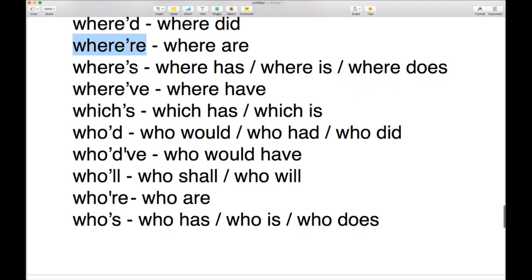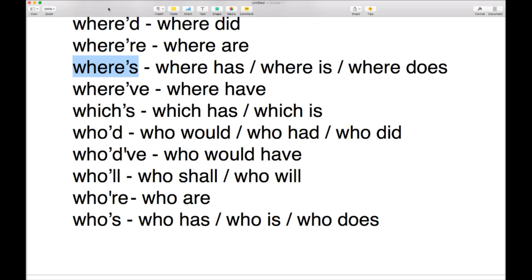And then we've got where's. Another Z sound. Where's is short for where has, where is, and where does. Where is your friend? I might say, where's your friend? I thought you had your friend with you. Where's your friend?